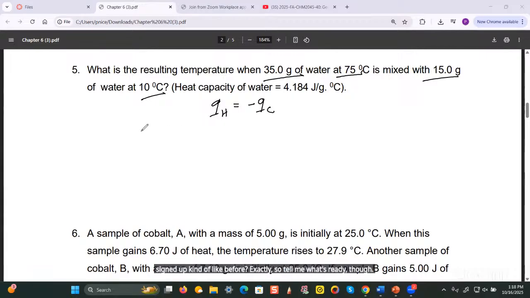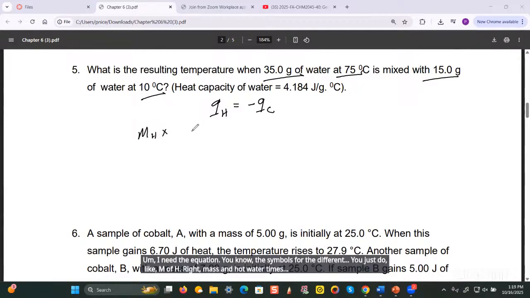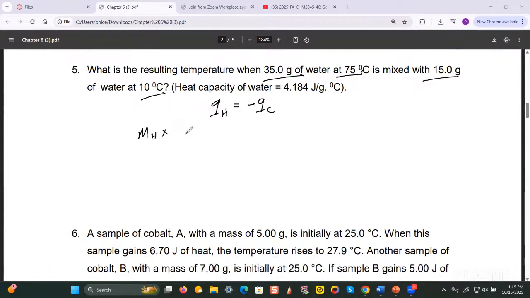So tell me what to write down. Let's deal with the hot water first. Before we put the numbers in, I need the symbols. So just do M of H, mass of the hot water, times CH times delta TH, right? And then on the other side, you're going to have minus MC times CC times delta TC, right? Okay, very good.